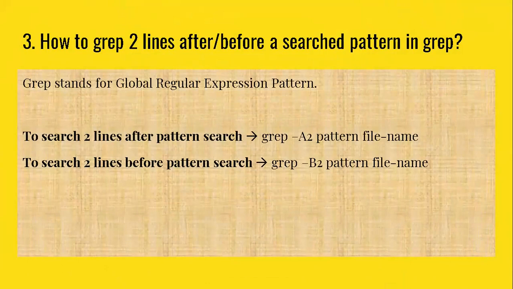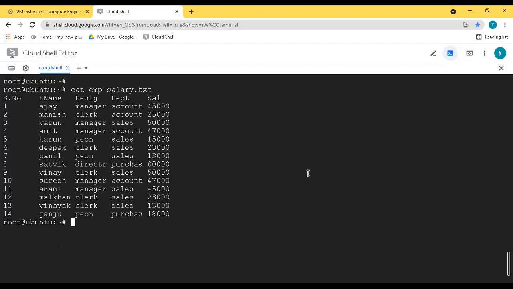Let's do the practical demonstration for this one. So this is the file employee salary.txt. I will search for panel. So panel is here, and then after that I mention the file name, .txt.